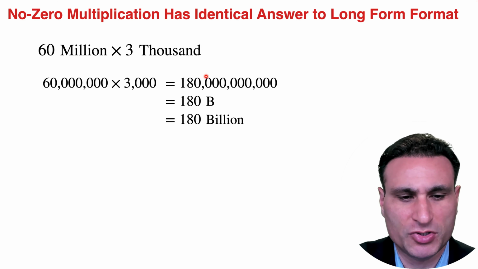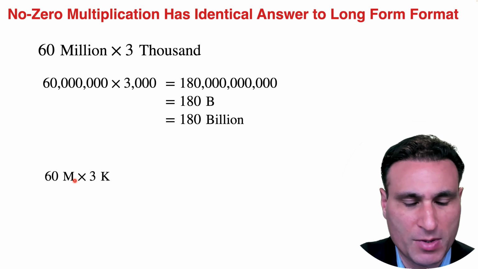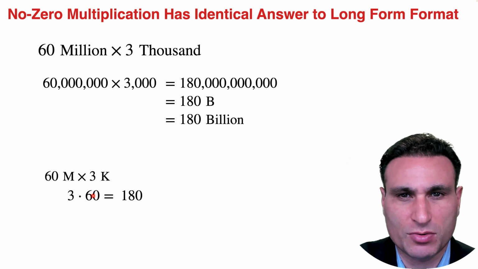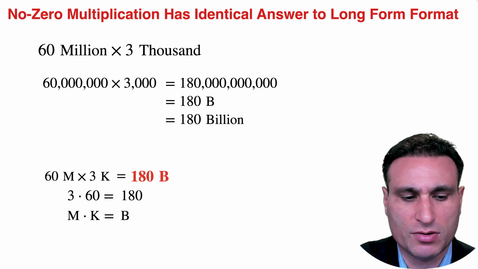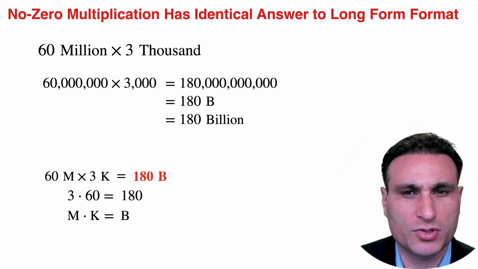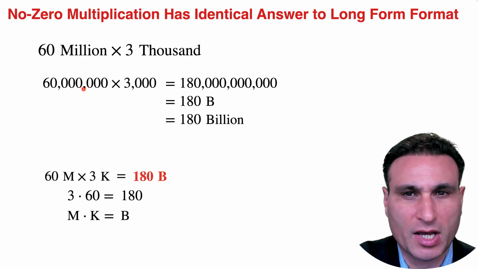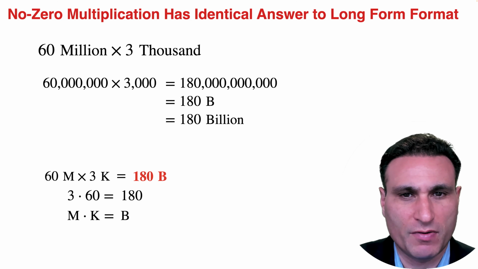Now it can take time to visually interpret the long form result as 180 billion. We can also use no zero multiplication to calculate the answer. In no zero format, this calculation is 60m times 3k, or 60 million times 3,000. 60 times 3 is 180, and million times 1,000 is billion. So the answer is 180 billion. So no zero multiplication gives the exact same result in the unit of magnitude without needing to count zeros in the original multiplication terms or in the written answer. And no zero multiplication is something we can do mentally very easily.